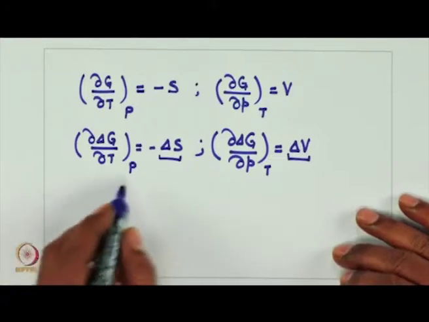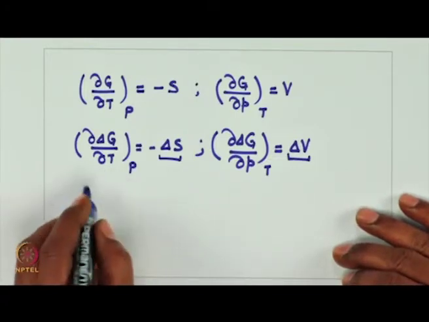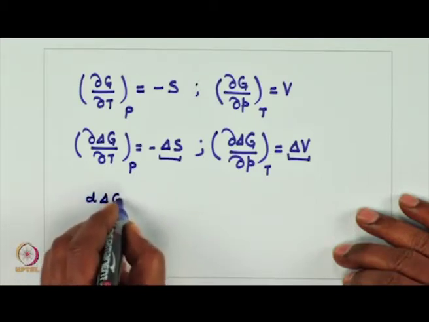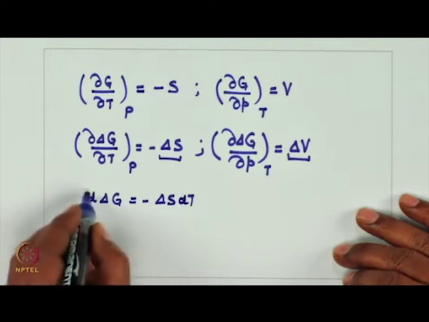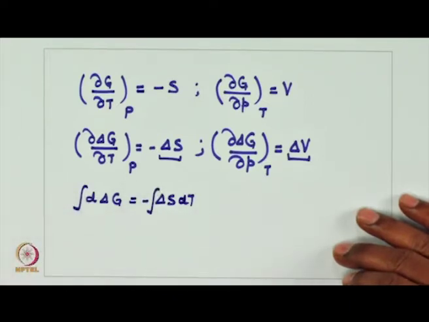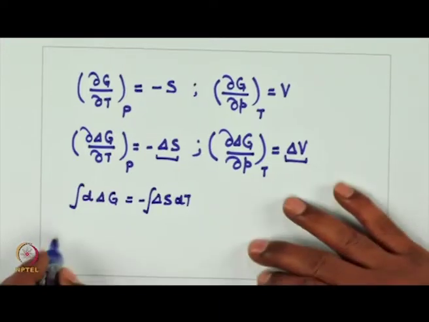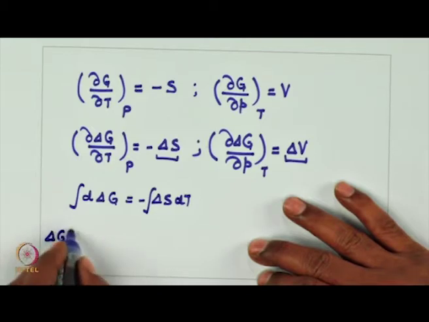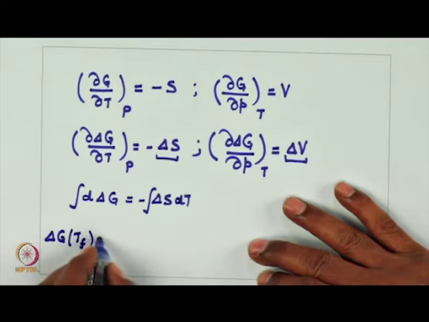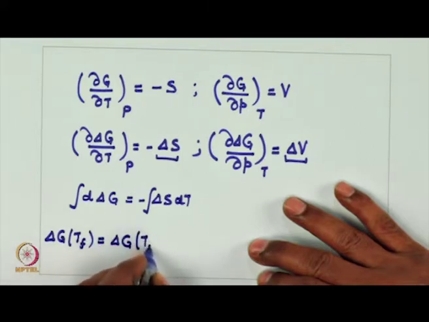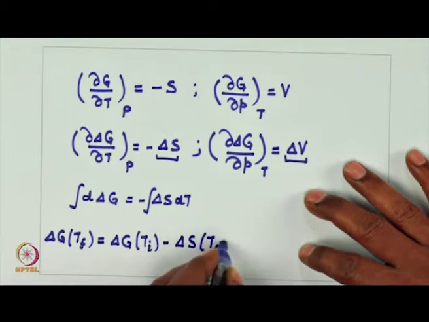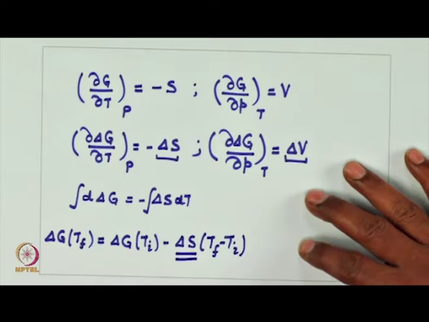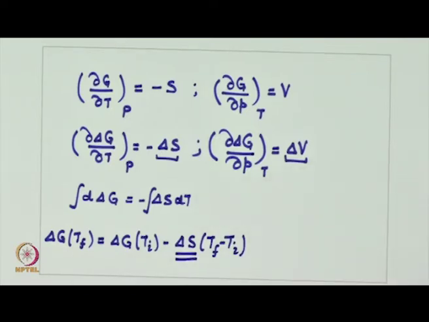Okay. So, by using this equation, I write dG is equal to minus delta S dT, and then I can integrate within the limits. This gives me delta G at some final temperature is equal to delta G at the chosen initial temperature minus delta S (T_f minus T_i), if I assume that the entropy is actually not changing much with this small change in temperature.